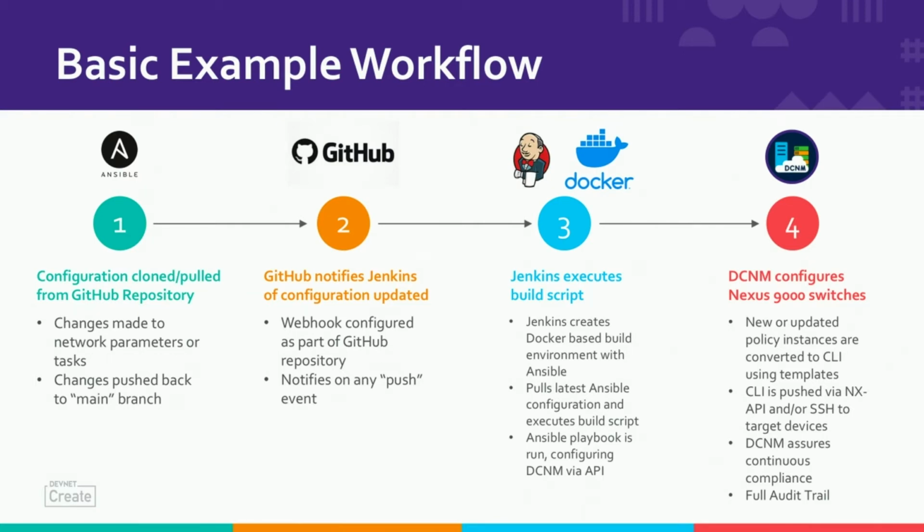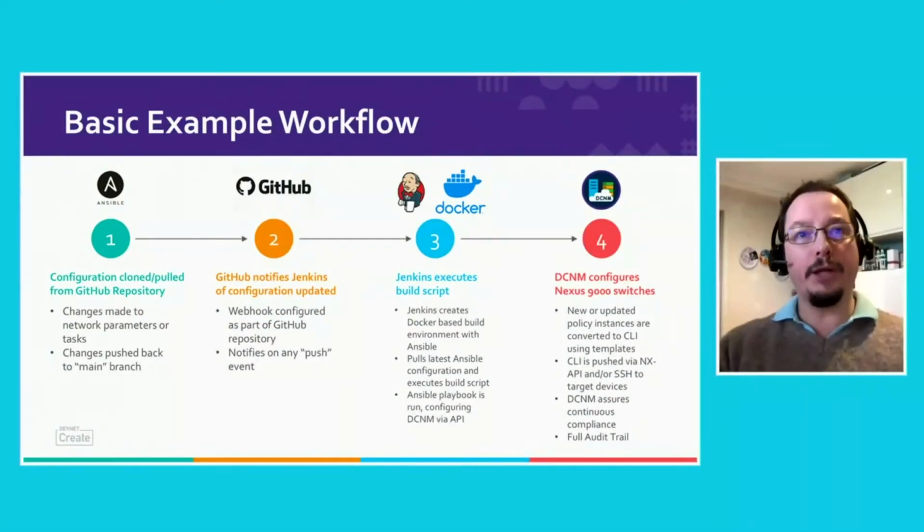Once that's done, that's not the end of it. DCNM sort of manages that configuration from that point onwards. And the key benefit here is that it provides continuous assurance and a full audit trail of what's actually happened in the network, who made changes in the network, and if there's been any configuration drift over time. And that's done basically automatically, not necessarily whenever we have to run that Ansible script. So you get that permanent continuous assurance.